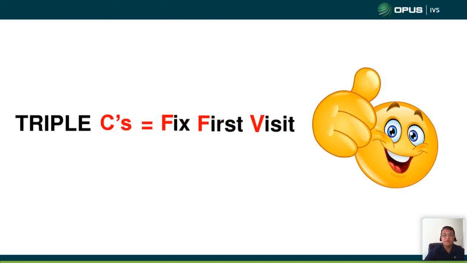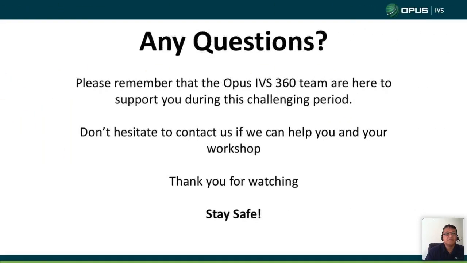So, summary for this webinar: if you have done the triple C's, which is your complaint, your cause, and your correction, for sure you will have a first-time fix on the first visit, and the customer will be happy, and it will be a professional fix. I think that will be the end of my webinar. And if you have any questions, the chat bar is open, and I will answer to the best that I can.